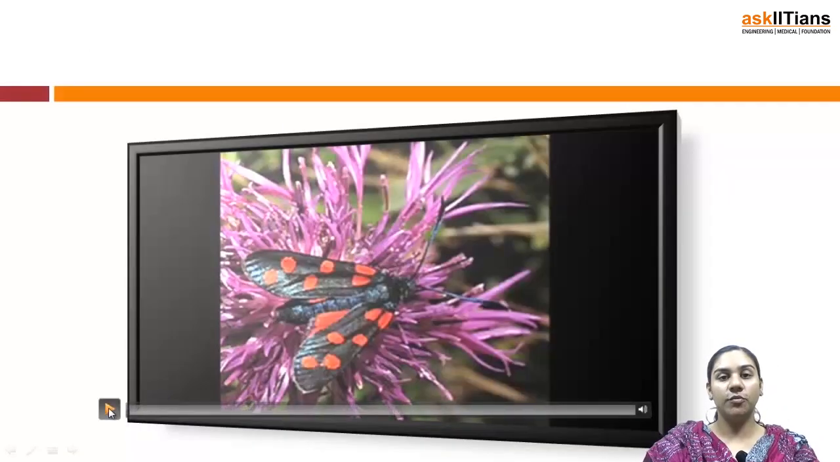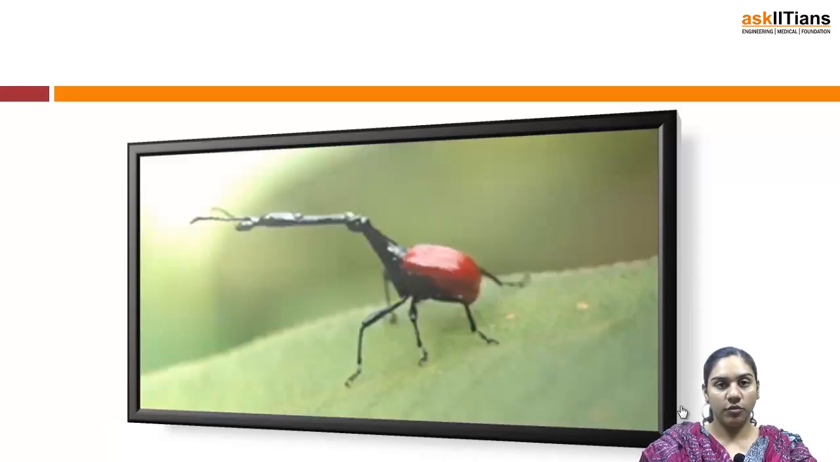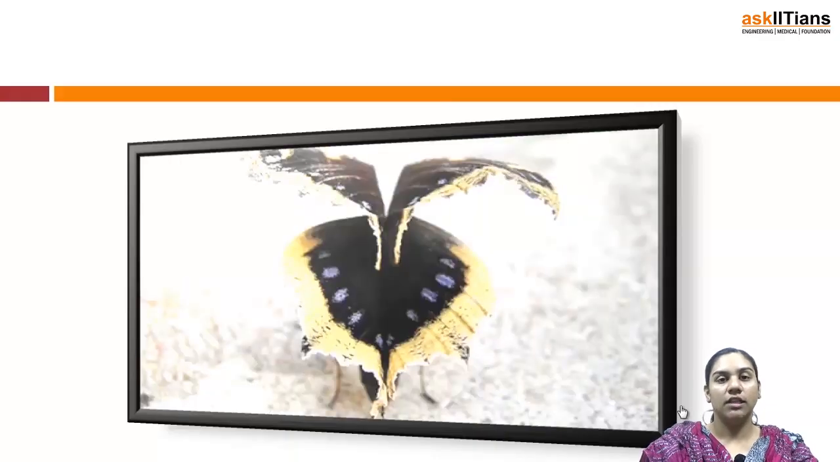The phylum Arthropoda includes all the insects, and it is the largest phylum of the kingdom Animalia. The phylum Arthropoda means jointed appendages. Arthro means jointed and pods means appendages. So jointed appendages are found in this phylum.